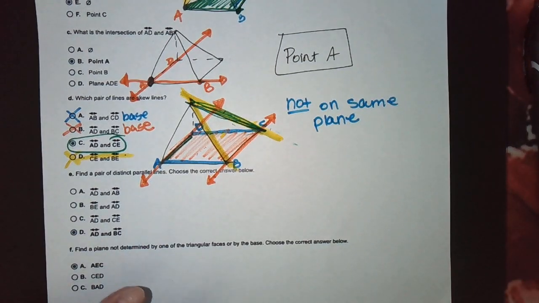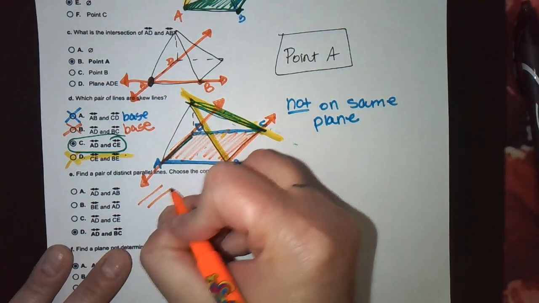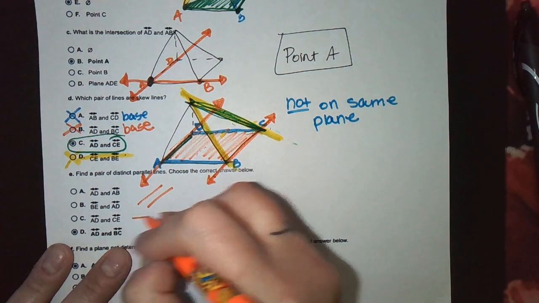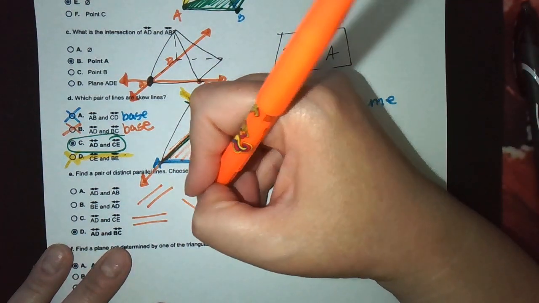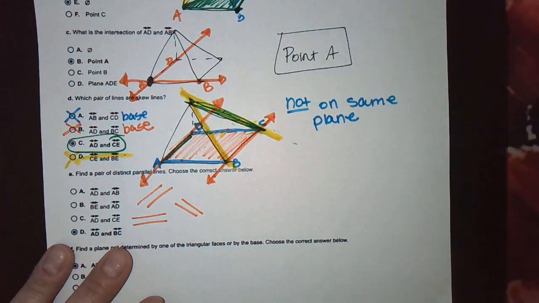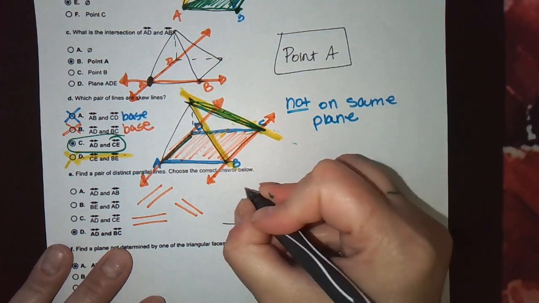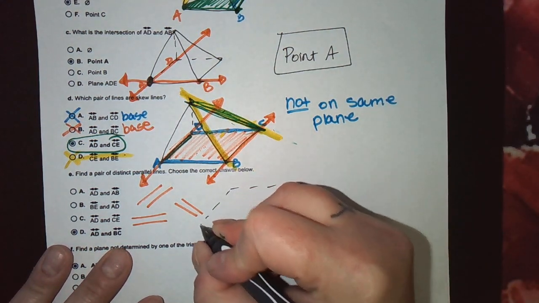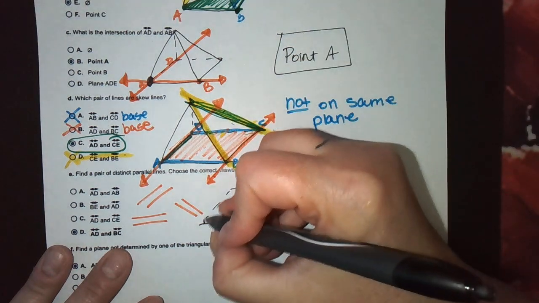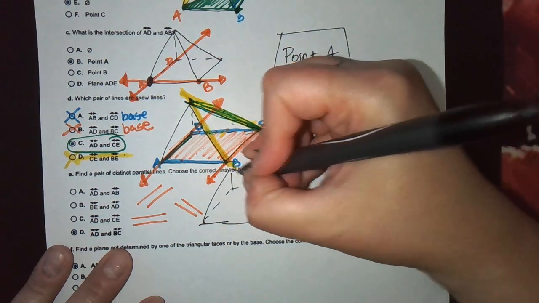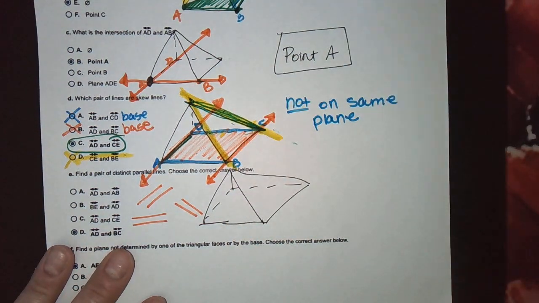Alright, let's look at E. Parallel. Okay, parallel means they never touch. Whatever direction they're going, they never touch. So, let's see. Okay, my picture's kind of rough, but whatever.